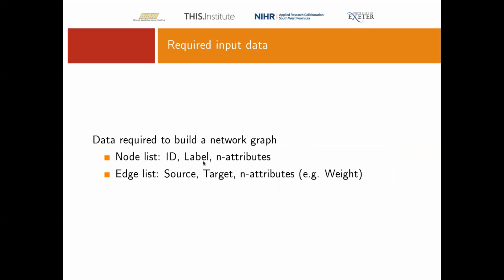So in the edge list, this is what really creates our source and target. This is what creates our network structure. And then we can attach our attributes to the edges as well.